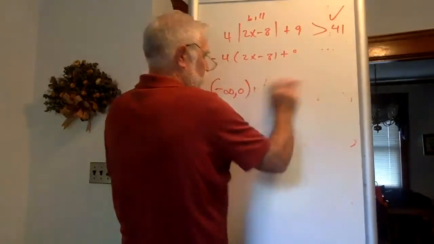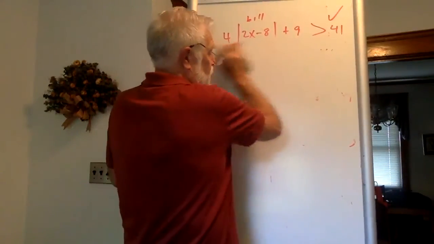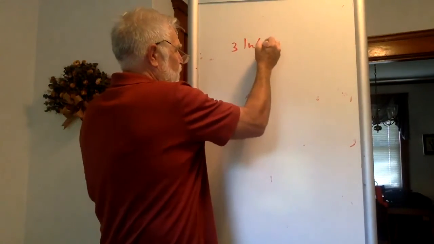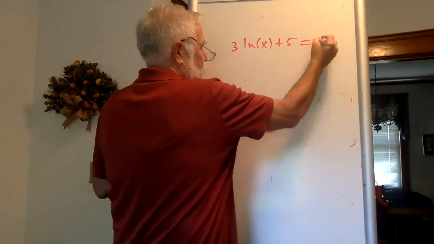That would have been the decreasing branch. All right. Wow, it's taking a lot longer than I thought. 3 ln of x plus 5. I'm just going to do them out. I'm tired of talking. I'm sure you're tired of listening.